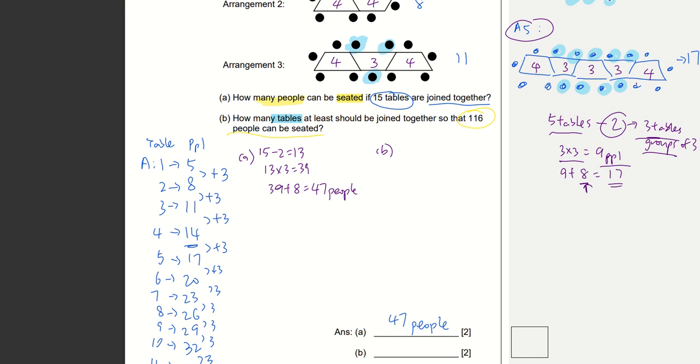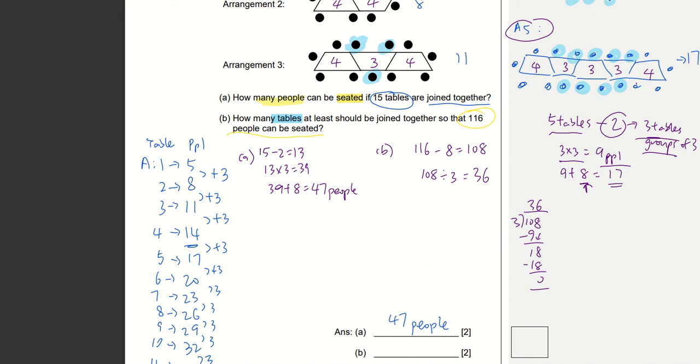I can work backwards. So 116 people minus the first 4 and the last 4, that's minus 8, I get 108. Okay, so 108, right? That means I have 108 groups of 3. Okay, so 108 divided by 3. Let me just do my division here. 36. Okay, that means I will have 36 groups of 3.